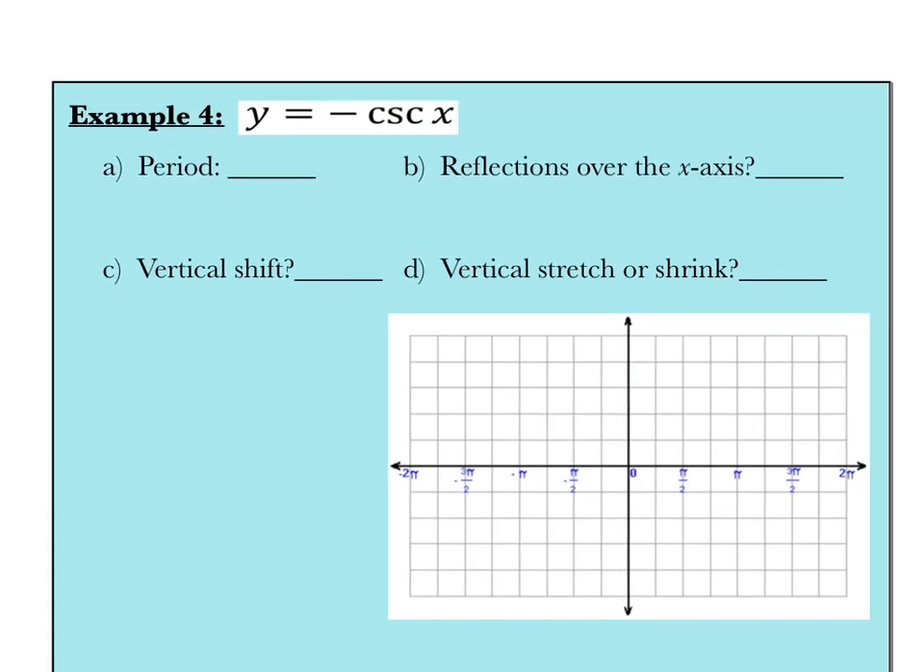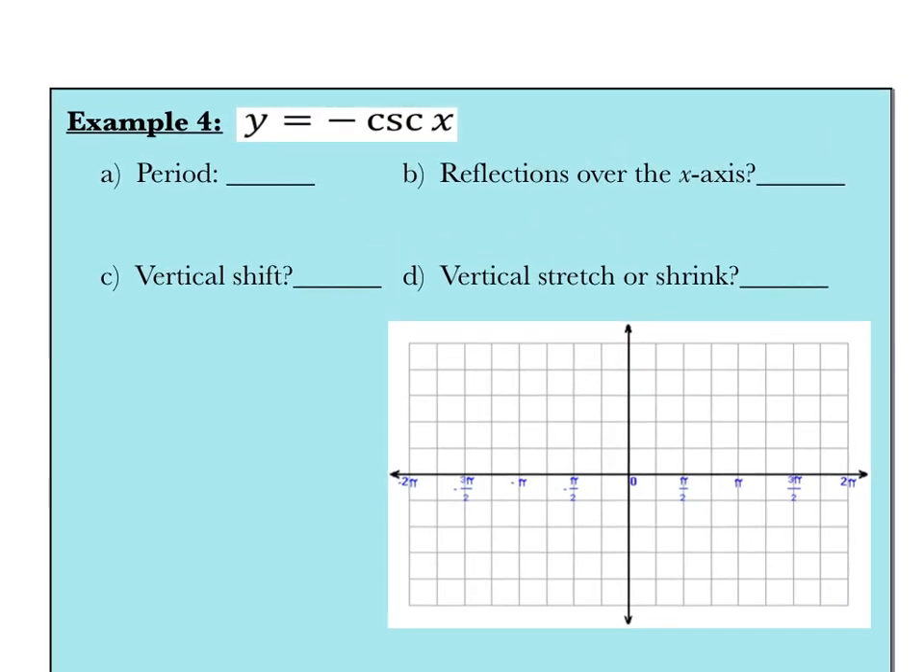Okay, so negative cosecant. Cosecant is kind of like going the sine of x, right? So my period's still going to be 2 pi. I'm not moving anything. Reflection over the x-axis, yes, because there's a negative out front. No vertical shift, no stretch or shrink, so nothing there. So all I'm going to do is basically draw the sine function, but flipped over.